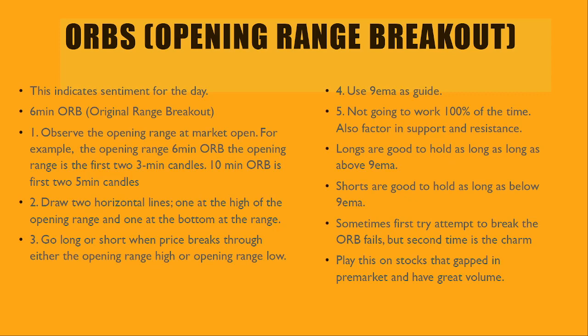So we'll be observing the opening range at market open. For a 6-minute orb, the opening range is the first two 3-minute candles. A 10-minute orb is the first two 5-minute candles. And then we'll be using our 9 EMA as a guide. Keep in mind, it's not going to work 100% of the time. This is only going to work on stocks that are trending.